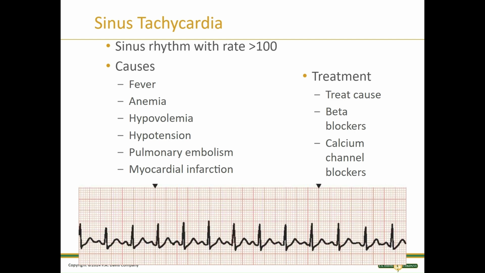Some of our typical treatments is looking at what that cause is. If the cause is due to a fever, we're going to treat that fever and that should take care of the tachycardia. If it's due to anemia or a hypovolemia, we want to give fluids to help replenish those fluids and that should take it down. But we might also use medications such as beta blockers or calcium channel blockers, which will decrease your heart rate as well. So in this rhythm strip, this is showing us an example of a sinus tachycardia.